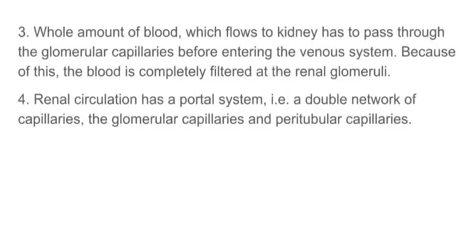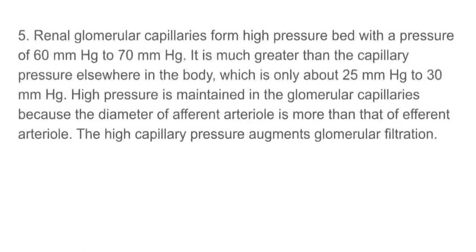The whole amount of blood which flows to the kidney has to pass through the glomerular capillaries before entering the venous system. Because of this, the blood is completely filtered at the renal glomeruli. Renal circulation has a portal system, that is, a double network of capillaries, the glomerular capillaries and peritubular capillaries.